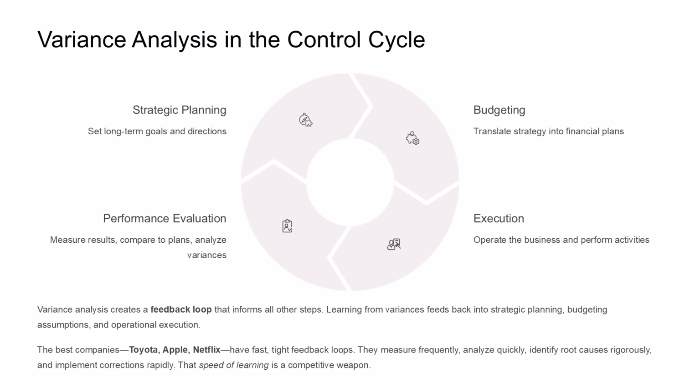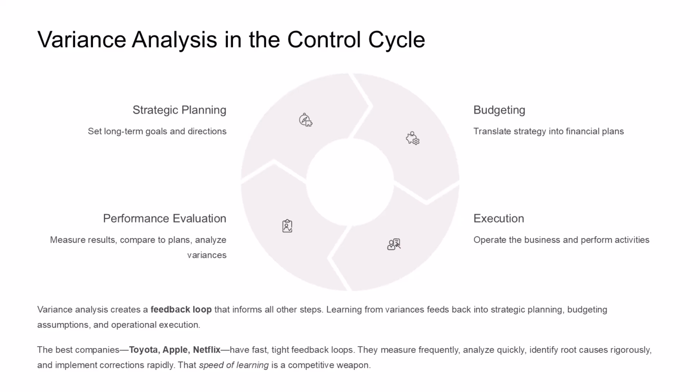Third, execution, where you operate the business and perform activities. Fourth, performance evaluation, where you measure results, compare to plans, and take corrective action. That's the cycle. Variance analysis happens in that fourth step, performance evaluation. But here's what makes it powerful. Variance analysis creates a feedback loop that informs all the other steps.